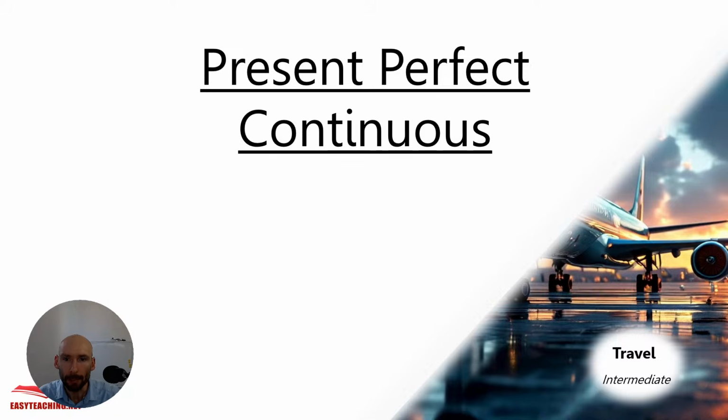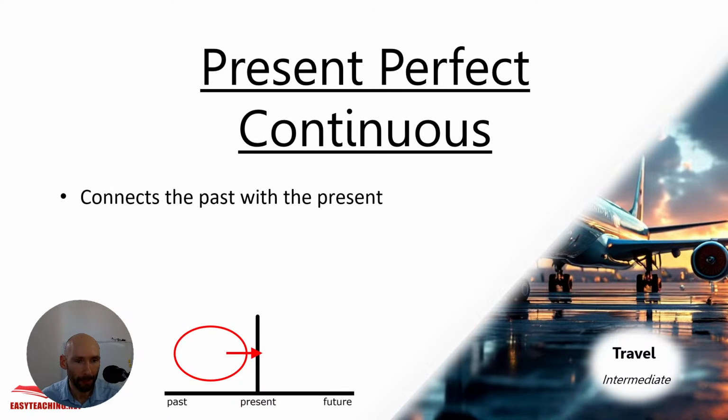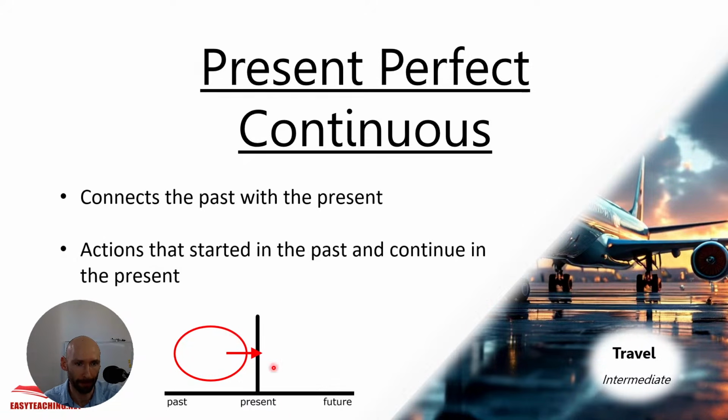Okay, so the important thing to remember with present perfect continuous tense is that it connects the past with the present. We use it for actions that have started in the past and are continuing on into the present. Let's start by having a look at some sentences that are written in present perfect continuous.